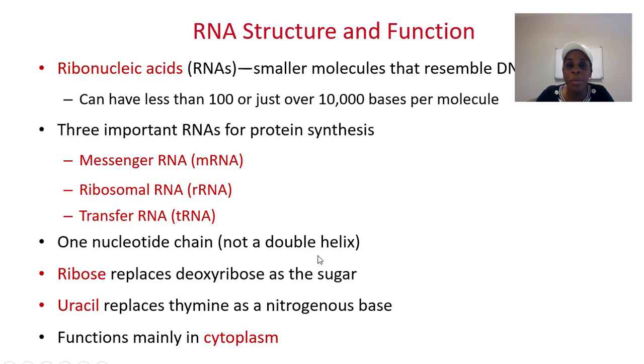So they are not double helix. That's another difference, right? And then ribose replaces deoxyribose as sugar. So they have 2 different kinds of sugar also. And uracil replaces thymine. So instead of having T in RNA, we have U. That's another difference. And RNA functions in the cytoplasm, not in the nucleus. So that's another difference, right?